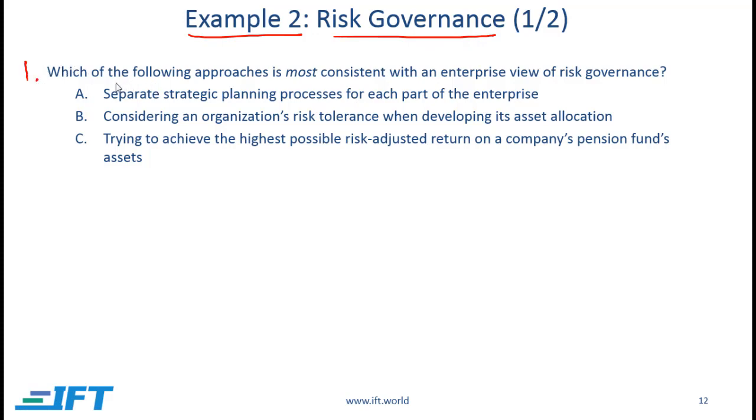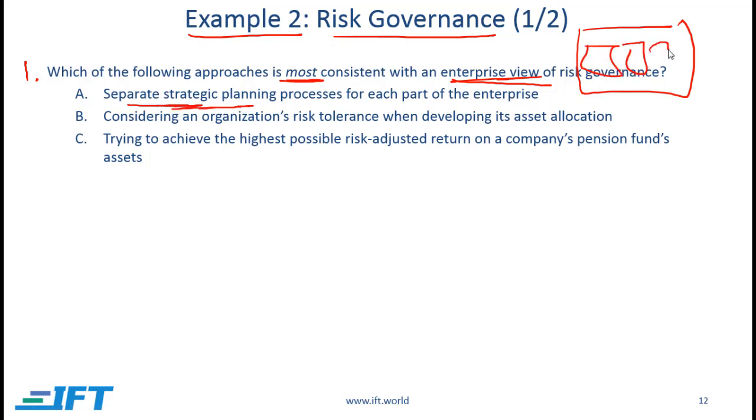Number 1, which of the following approaches is most consistent with an enterprise view of risk governance? A, separate strategic planning processes for each part of the enterprise. Now remember, enterprise view means that we take a holistic view of the enterprise. If we have a separate planning process for different parts, then that violates the concept that we have developed here. So A is not right.